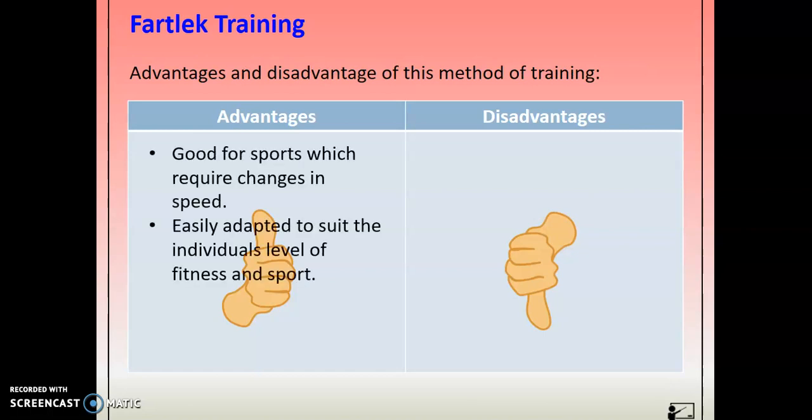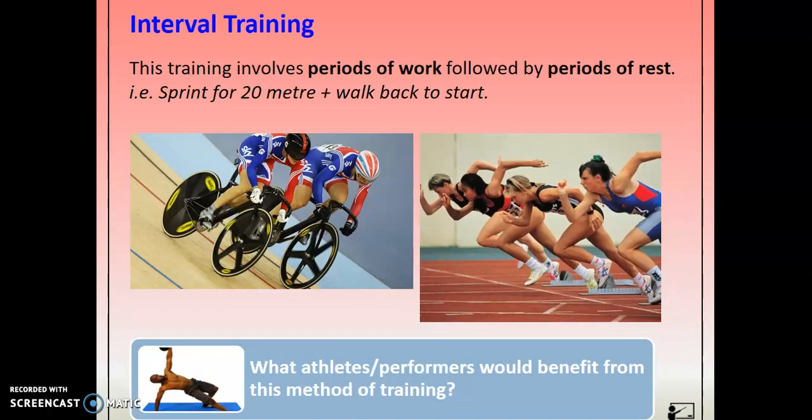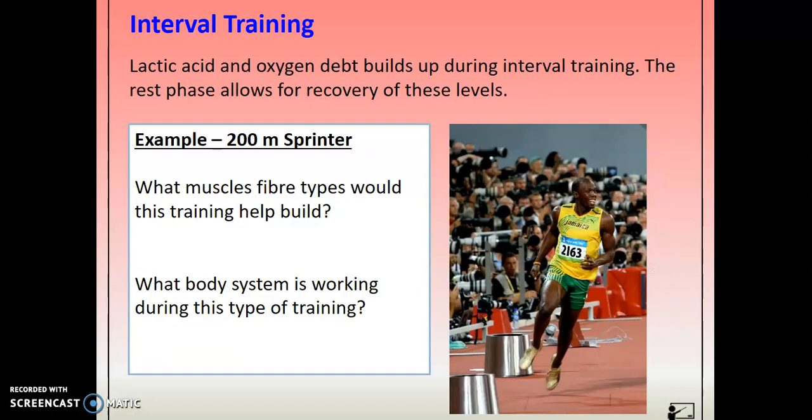Advantages again, similar then: good for sports that require changes in speed, easily adapted, and difficult for someone to see how hard somebody's trying. You could also just skip the hard bits. Interval training then, we just talked about this, is a type of speed training. It involves periods of work followed by periods of rest, periods of complete inactivity. So sprint for 20 metres, then walk back to the start and have a break and then go again. That's really important, a proper break.